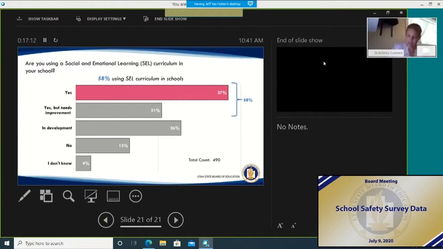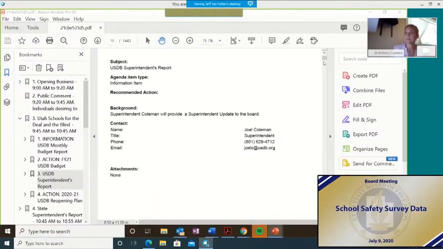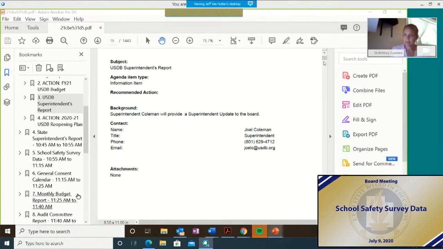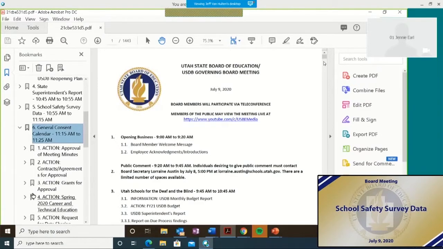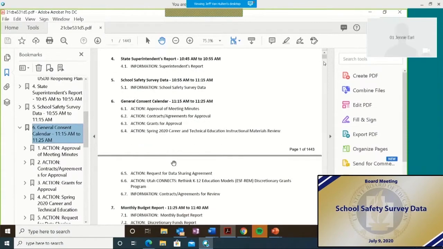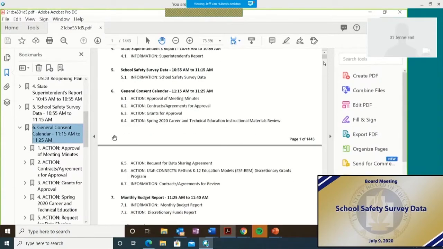Next item on the agenda is the general consent calendar. Are there any items that board members request to be removed? Board member Earl. Yes, let me go back on my agenda here so I can get the exact item. I'd like item number 3 and 6 pulled. Okay, so item 3, grants for approval, and number 6, Utah Connect K-12 education.